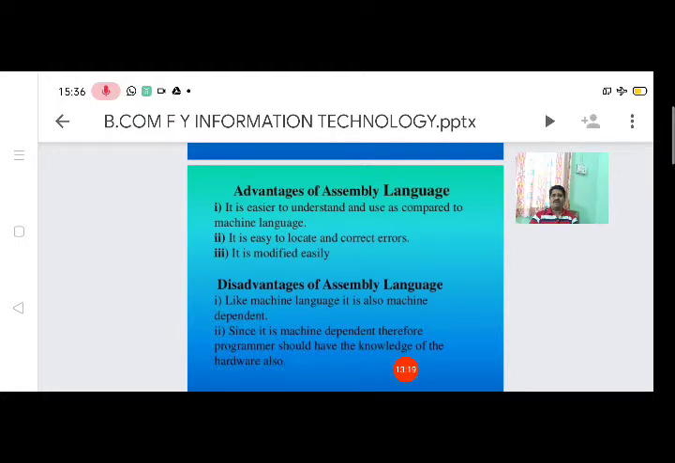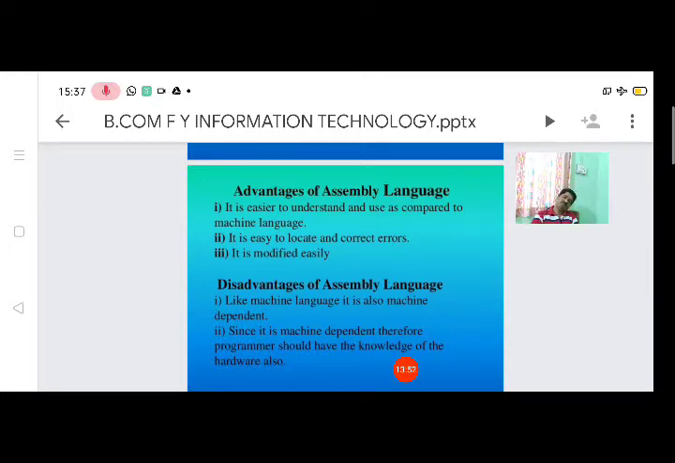Then some advantages of assembly language. The first advantage is assembly language is easier to understand and use as compared to machine language. The second advantage, it is easy to locate and correct errors. The third advantage, it is easily modified.